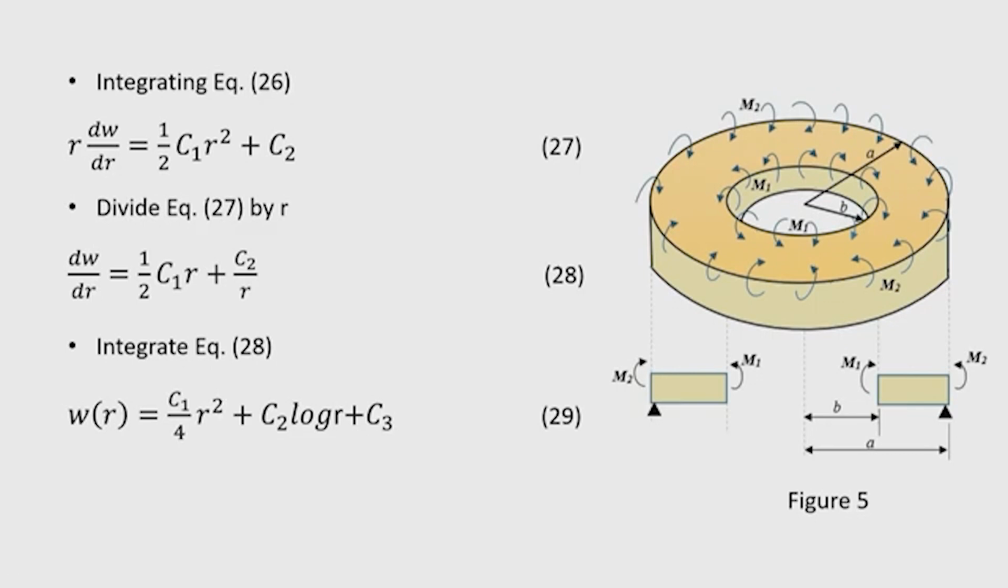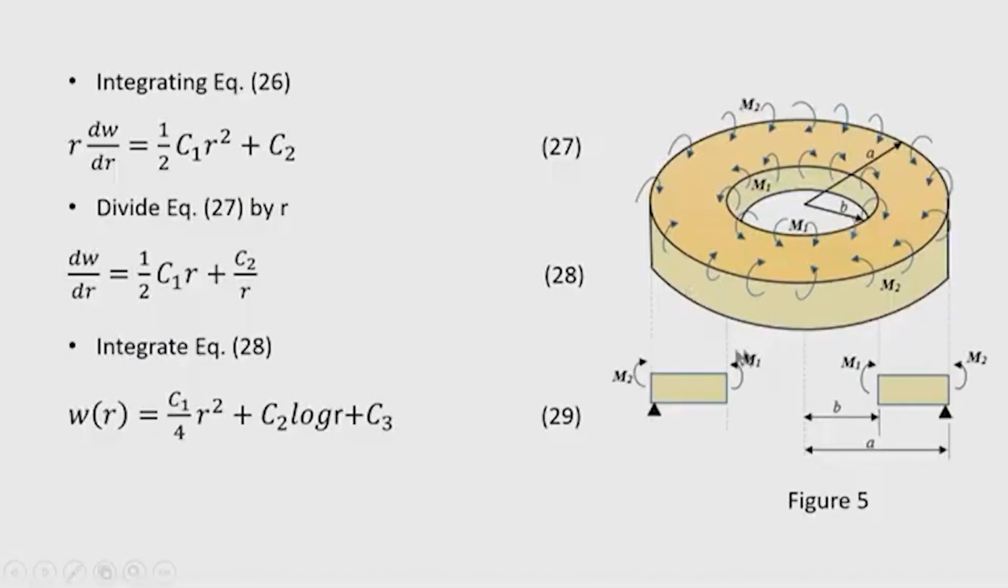Now, here we are getting 3 constants of integration as expected after final integration, and these 3 constants have to be found out applying the boundary conditions at the edges. Let us consider the edges are simply supported. So, that means at the outer edge a moment M2 is applied and at the inner edge M1 is applied, and in the region 0 to b there is no material, that is a hollow portion of the plate.